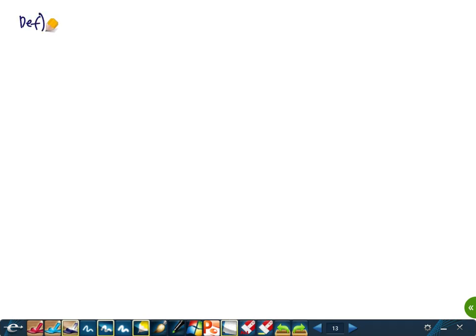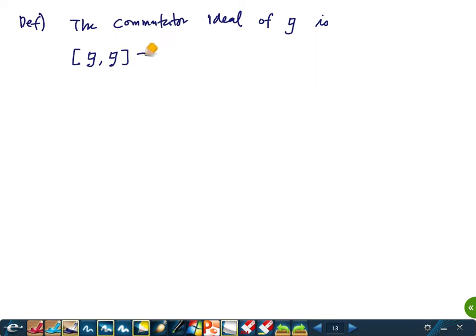Definition. The commutator ideal of G is denoted G bracket G. Then this means the space of linear combinations of commutators. So that means you consider all possible commutators. Commutator means the bracket of x and y for elements x, y in G, but not just a single commutator, you combine them like a linear combination, and you consider all of them, and this space will be the commutator ideal.